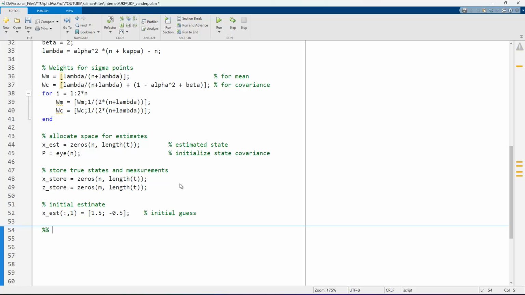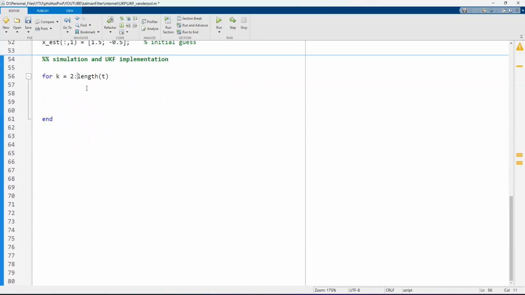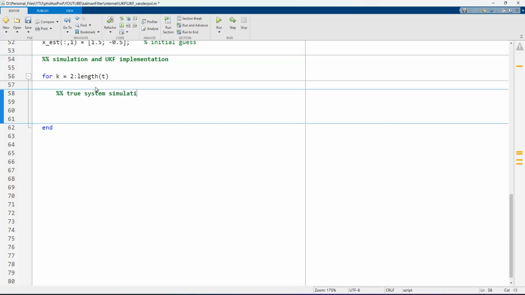So we need to build the simulation and UKF implementation in here. Okay, first of all we need to build for k equals 2, because it's in the form of the forward difference equation, and so we can give the true system simulation first. Okay, but with process noise.